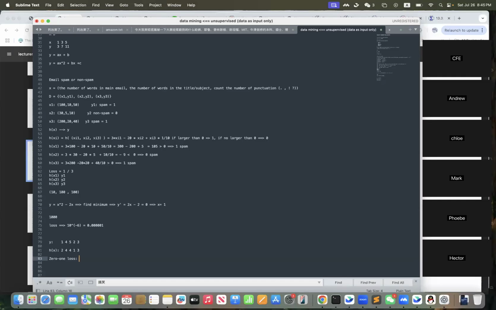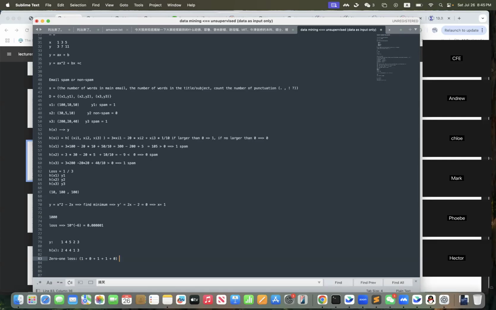So how do we use the formula? We compare 1 and 2, and we see they are not equal, so we add 1. 4 and 4 are equal, so we add 0. 4 and 5 are not equal, add 1. 2 and 1 are not equal, we add 1. 3 and 3 are equal, we add 0.